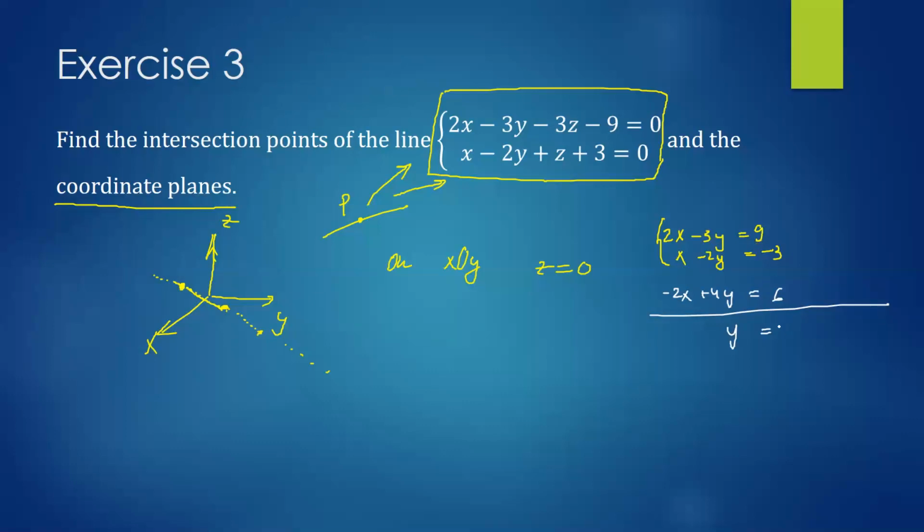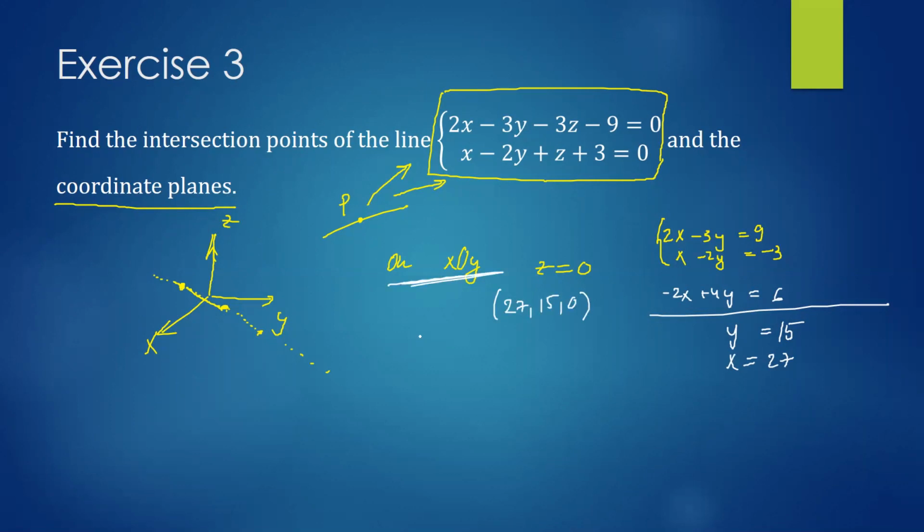9 plus 6 is 15. That was the right thing to do. And if y is 15, then x is, looks like, 27. Yes, now it's correct. I remember now the correct answer. So we have 27, 15, 0. That's the intersection point with the xy plane.